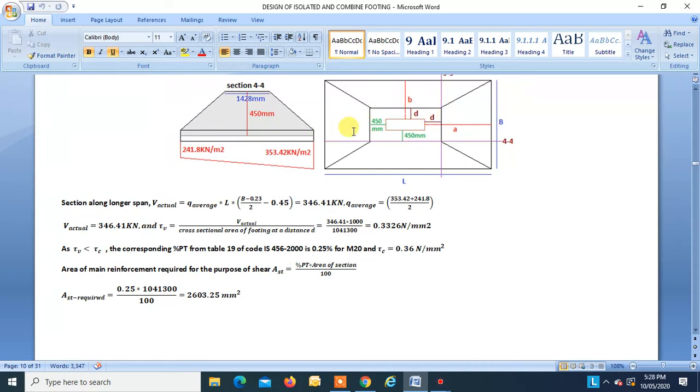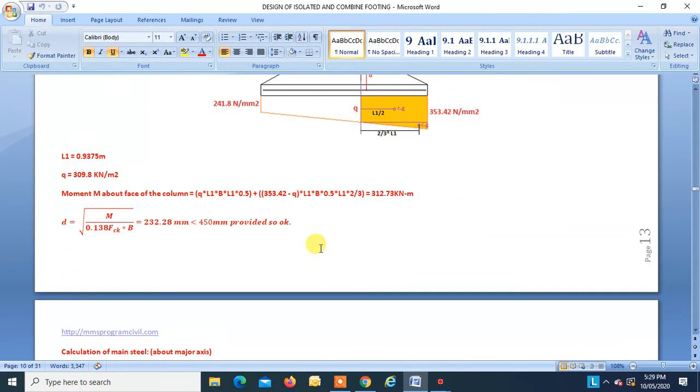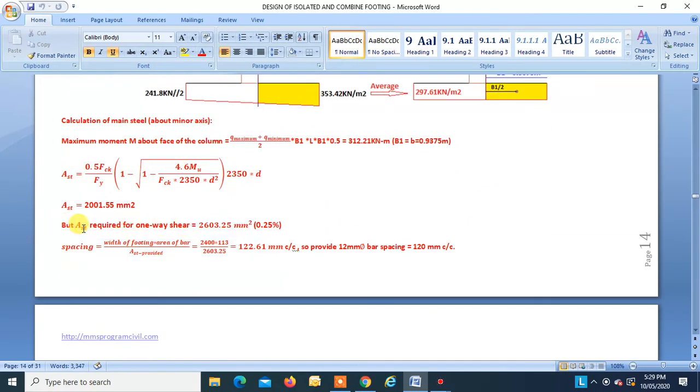So we are finding the moment over here. In this case, the percentage of steel required at this section, tau c was found greater than tau v, and for this tau c we had assumed percentage pt 0.25. According to 0.25% steel, we got the area of steel as 2603.25 mm square. So we have to take the greater of these two. So this is greater.